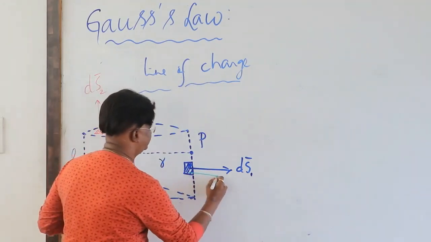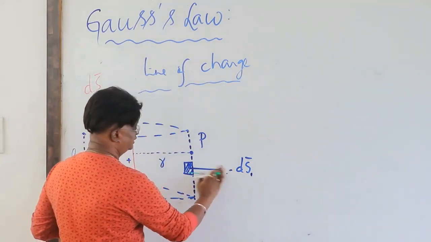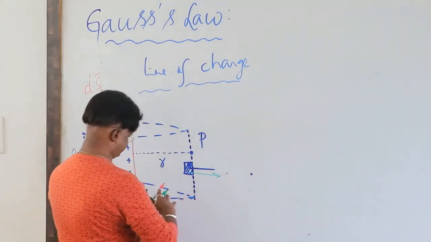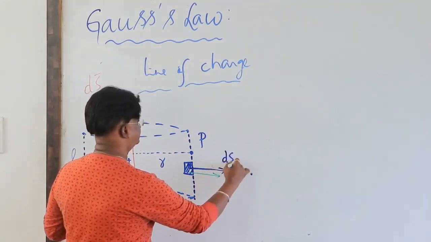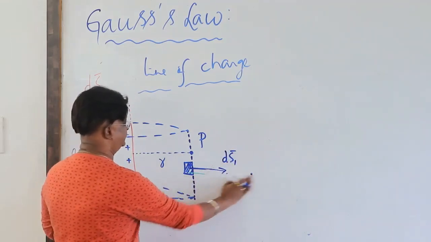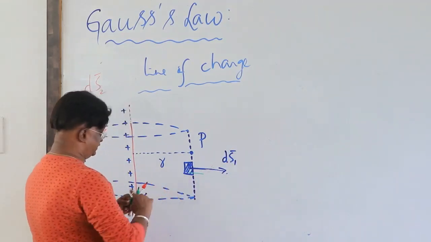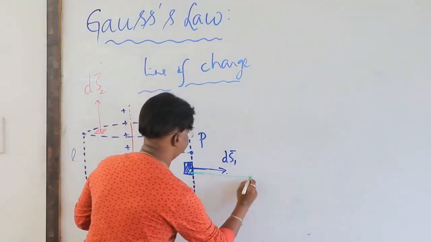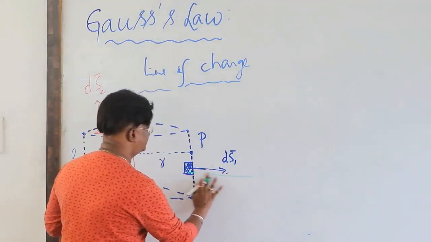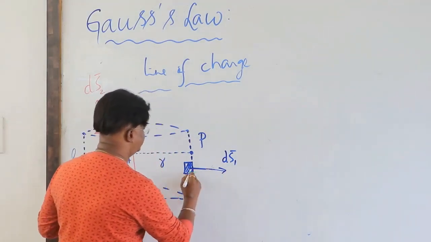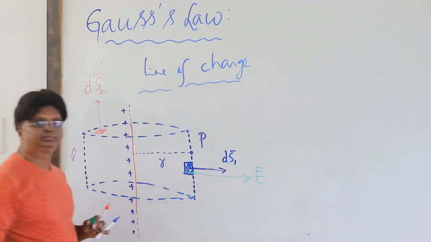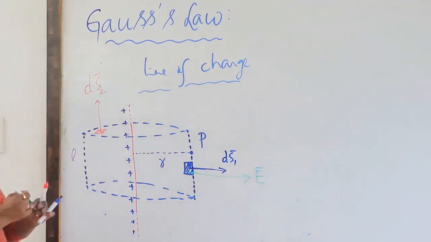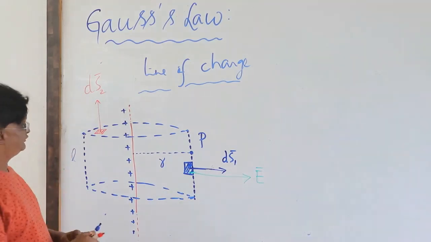Can you see this please? Let me write this as ds1 bar. Now this one, I am writing it in green color. Please find it. Whether it is legible or not, I don't know. Please zoom it and find it. So this is E bar. This is E bar. Is it not?